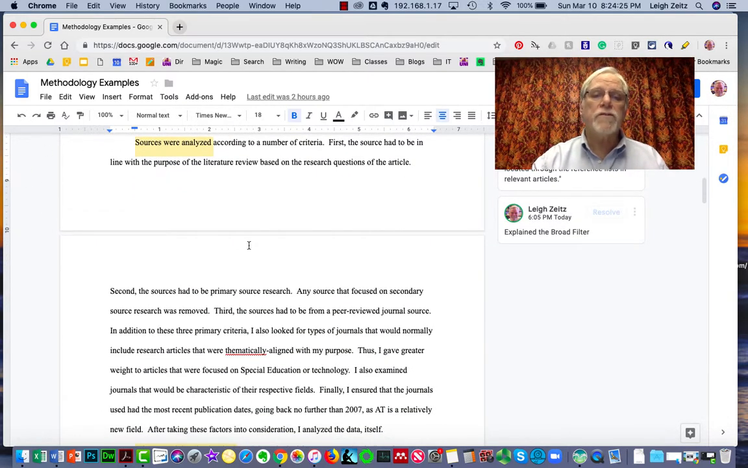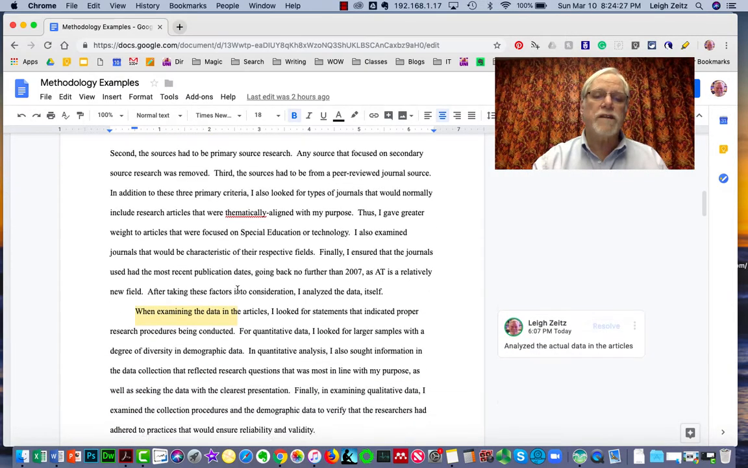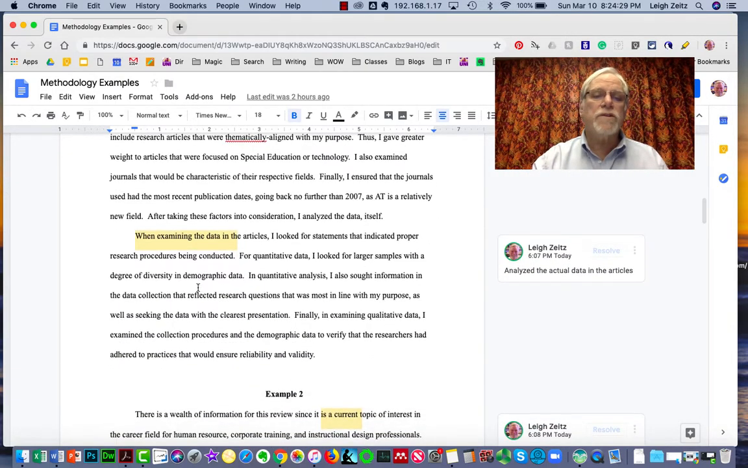Here, when we talk about the sources, this is that broad filter I was talking about. Here we're talking about how they went through and actually analyzed the data that was in the articles, as to whether it was qualitative, quantitative, and whether it fit the needs of what they were trying to talk about. So that's a pretty good introduction.